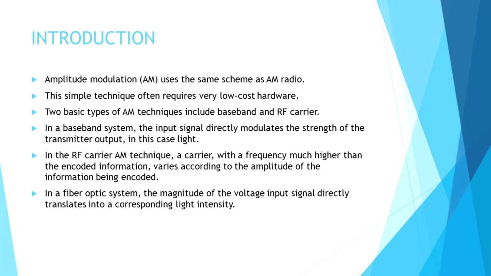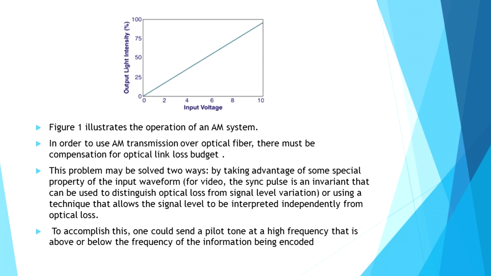In a baseband system, the input signal directly modulates the strength of the transmitter output, in this case light. In the RF carrier AM technique, a carrier with a frequency much higher than the encoded information varies according to the amplitude of the information being encoded. In a fiber optic system, the magnitude of the voltage input signal directly translates into the corresponding light intensity. Figure 1 illustrates the operation of an AM system.